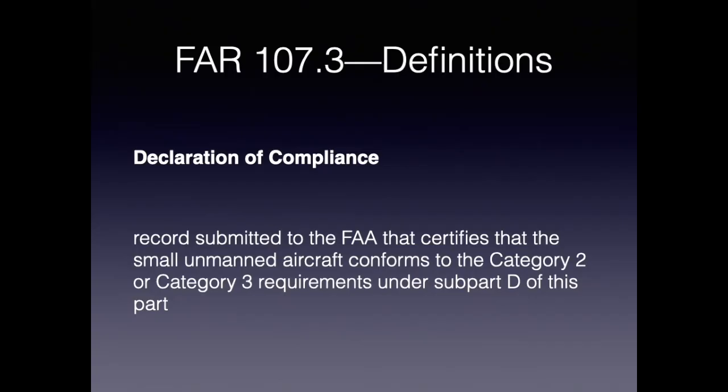Now, what that actually means when it talks about Category 2 and Category 3 under Subpart D, that is the section that talks about flying your drone over people. And the drones that are allowed to fly over people, they have to fall into one of four different categories. I'm not going to go into the details on that because those are actually covered under a totally different set of codes. But for category two and category three, they talk about a declaration of compliance, and that's what this is. A declaration of compliance is a record submitted to the FAA that certifies that the small unmanned aircraft conforms to category two or category three requirements.